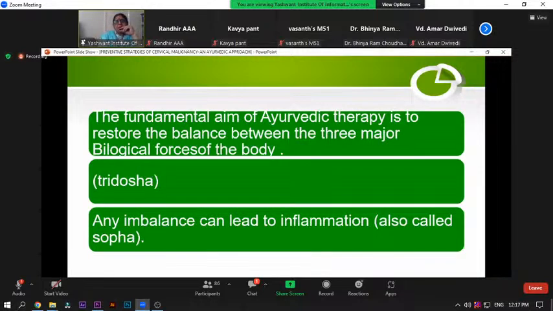So the fundamental aim of Ayurvedic therapy is to restore the balance between the three major biological forces of the body, that is Tridosha. Any imbalance can lead to inflammation.